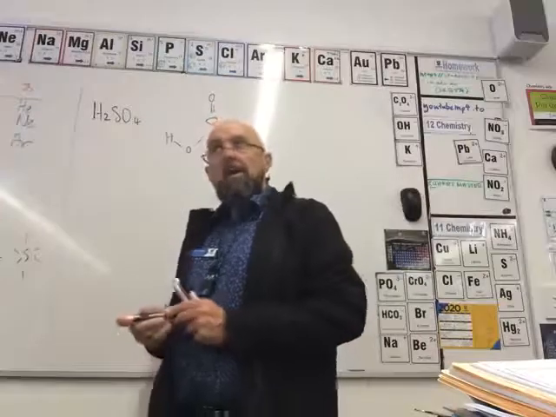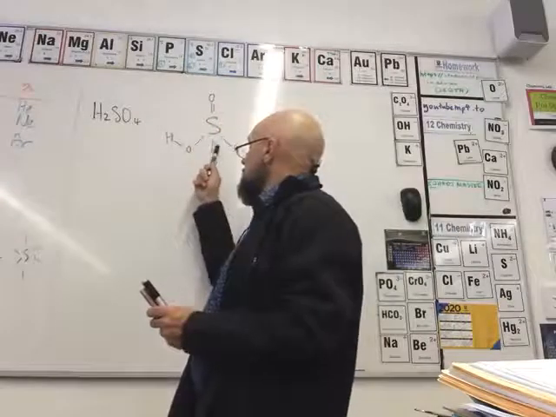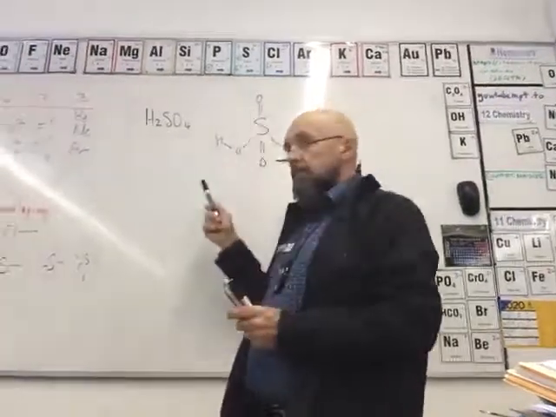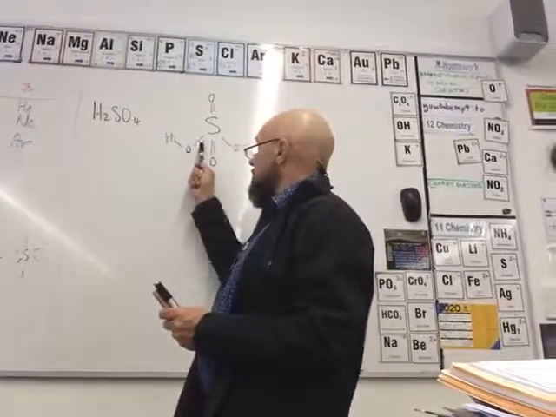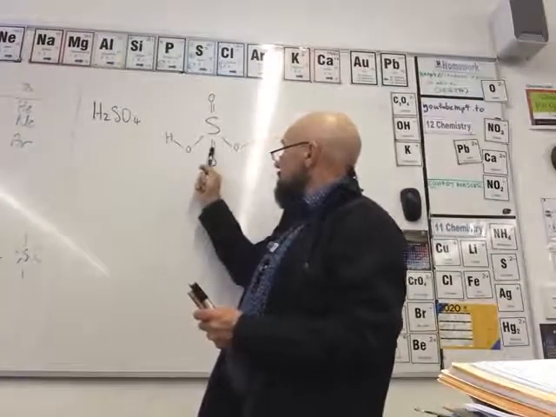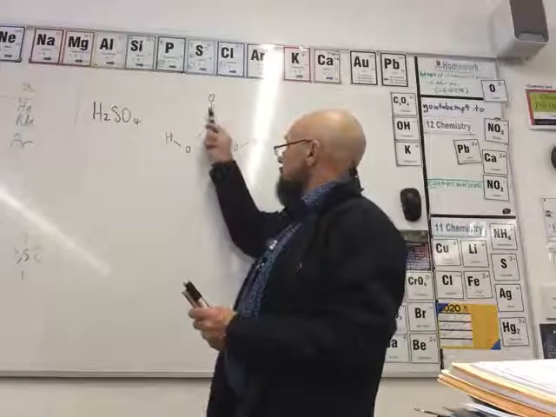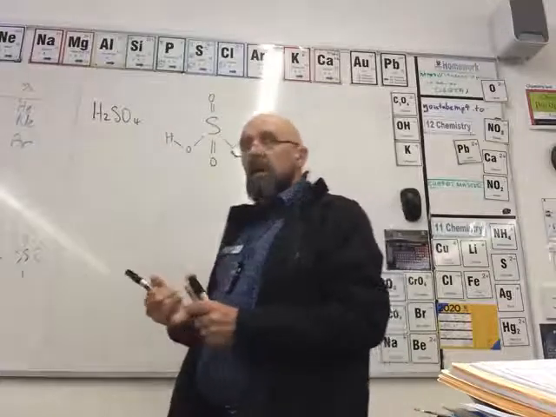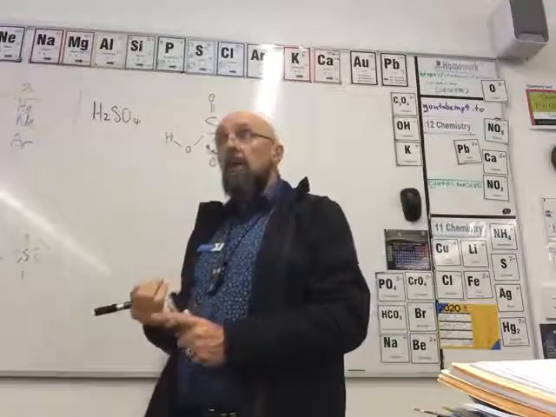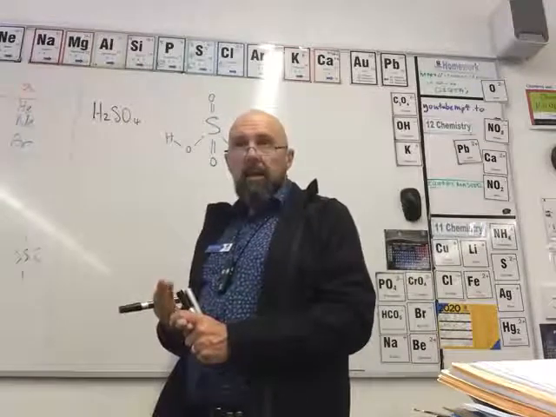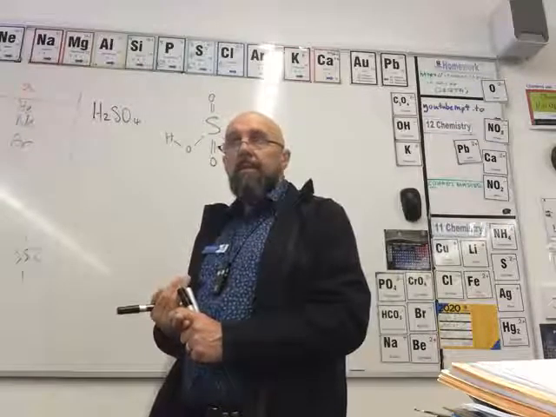Alright, so sulfur in this case is forming 1, 2, 3, 4, 5, 6 bonds. The oxygen here is forming 1, 2. This oxygen 2, this oxygen 2, this oxygen 2. So we've satisfied the number of atoms in the structure, and we've also done the valency for each of the elements. They're all correct. Everyone cool with that?